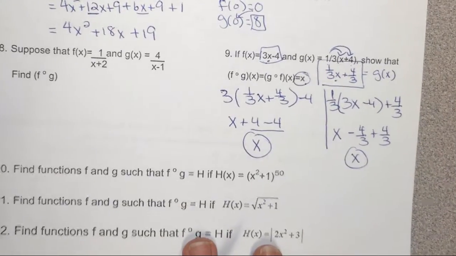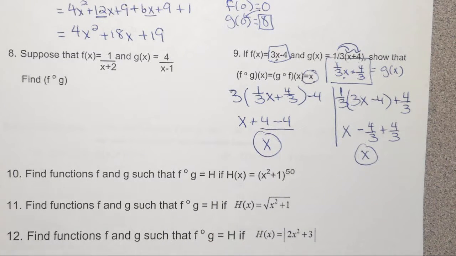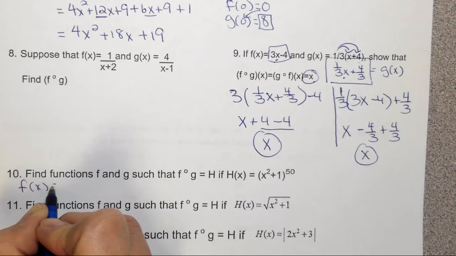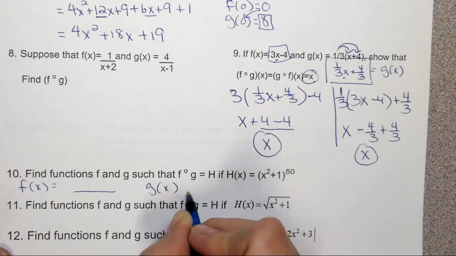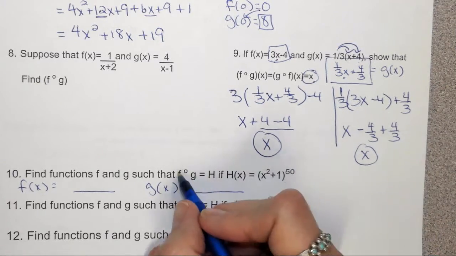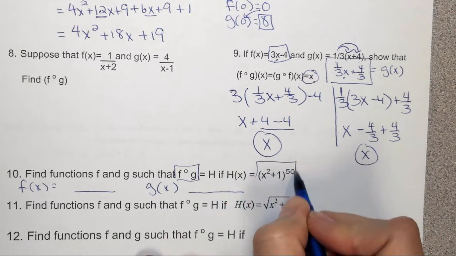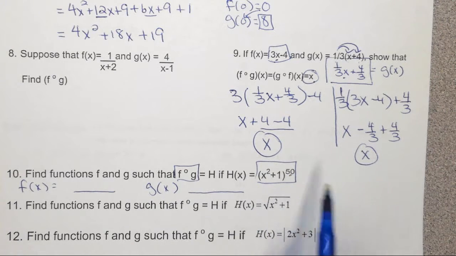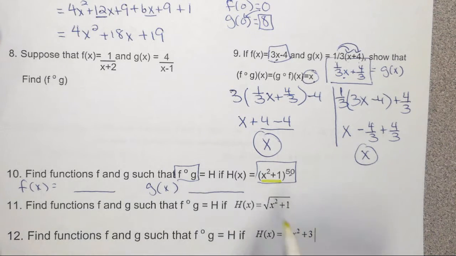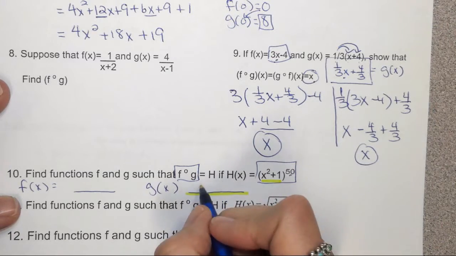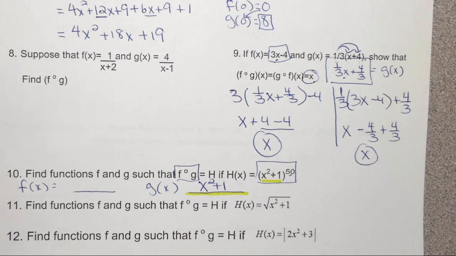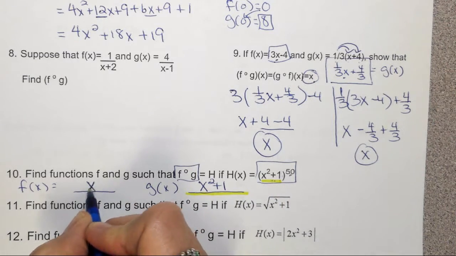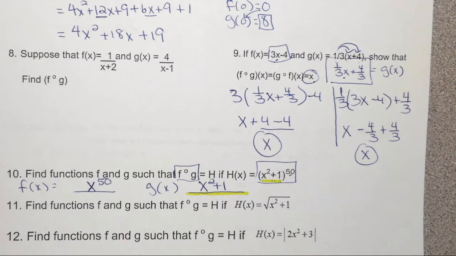Alright, on 10 through 12 in the notes, they want me to find out what is f of x and what is g of x. And they already told me that f composite g equals (x squared plus 1) to the 50th power. So in class, I had said take whatever is in the parentheses, and that is going to be your g of x. So x squared plus 1 is g of x. And then you're going to replace whatever was in the parentheses with the letter x. So if I rewrote this and took x squared plus 1 and made it all x, I have x to the 50th power. And that's your f.